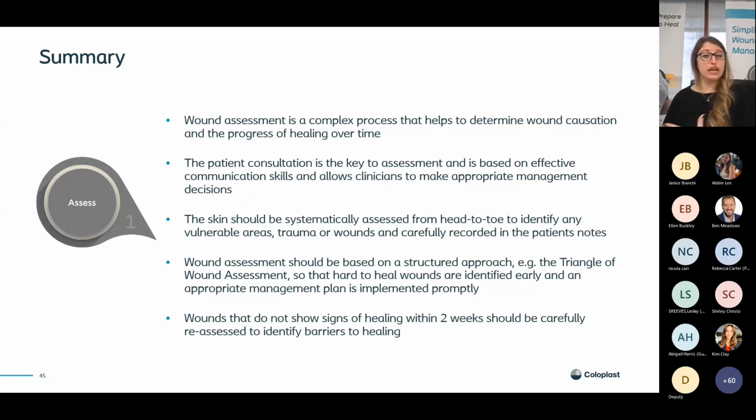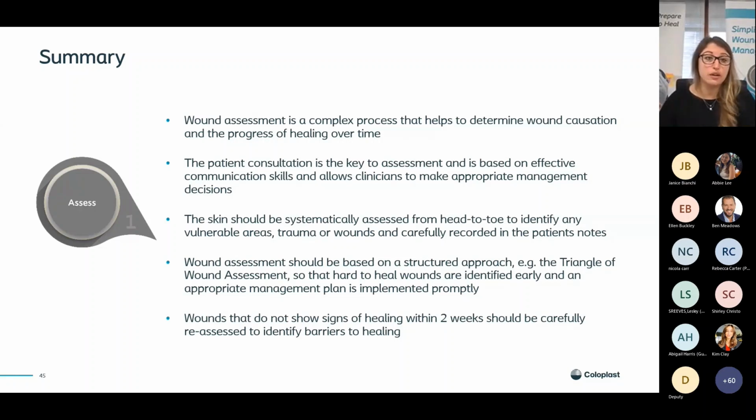So the patient consultation is really key to assessment, and you really need to involve your patient with their assessments. You need to be talking to that patient. You need to be looking at that patient. You need to be using all of your senses. So look, listen and feel, but also use your sense of smell too. The skin needs to be assessed from head to toe to identify any vulnerable areas that there may be, any trauma or wounds, and make sure that they are all recorded in the patient's notes.